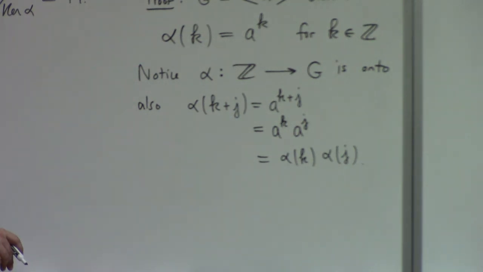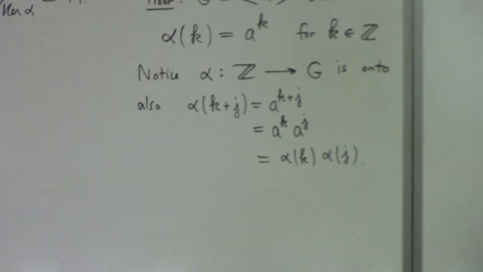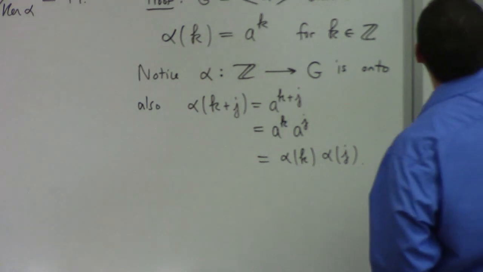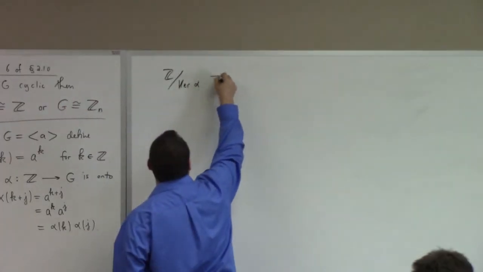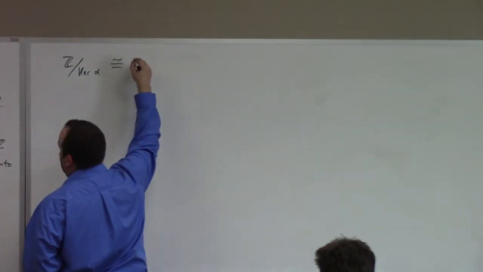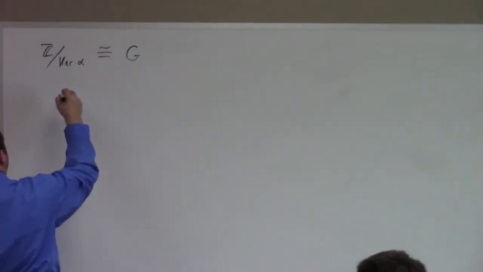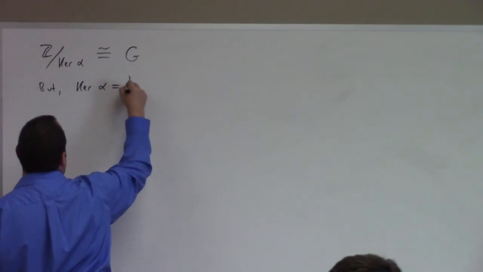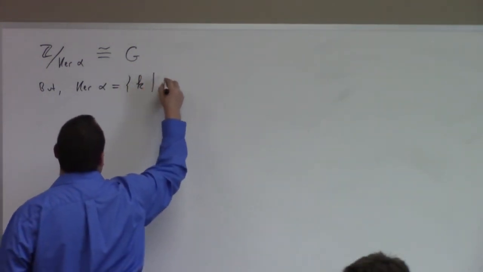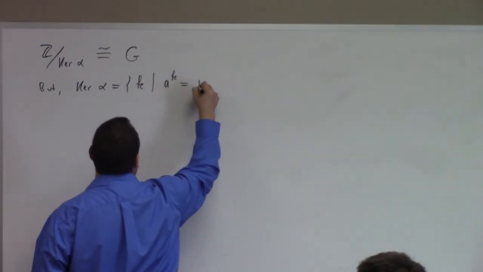Anyway, there you go. So it's a homomorphism. It's onto. And so by the first isomorphism theorem, the integers mod the kernel of alpha, right? Z mod kernel of alpha is isomorphic to what? It's isomorphic to G, right? But what's the kernel of alpha? It's k such that a to the k is equal to 1, right?